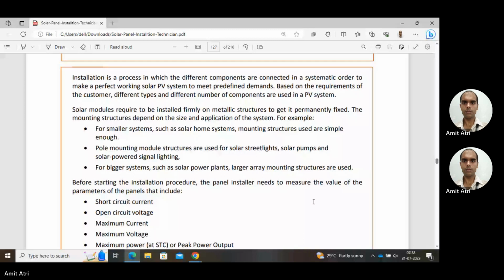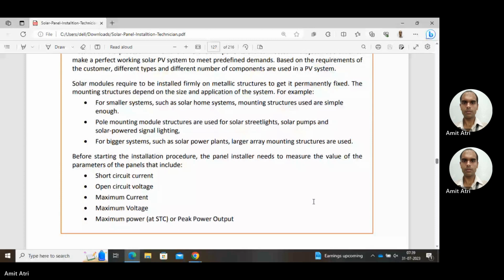Okay, now before starting the installation procedure, the panel installer needs to measure the values of the parameters of the panels. These include short circuit current, open circuit voltage, maximum current, maximum voltage, and maximum power at standard test condition or peak power output. You can refer to unit 1 for the details of all of these parameters. Based on these parameters, we select our solar panel: how much power we can get, what is the maximum current, what is the maximum voltage, open circuit voltage, short circuit current. These are the criteria for selecting our solar panel.